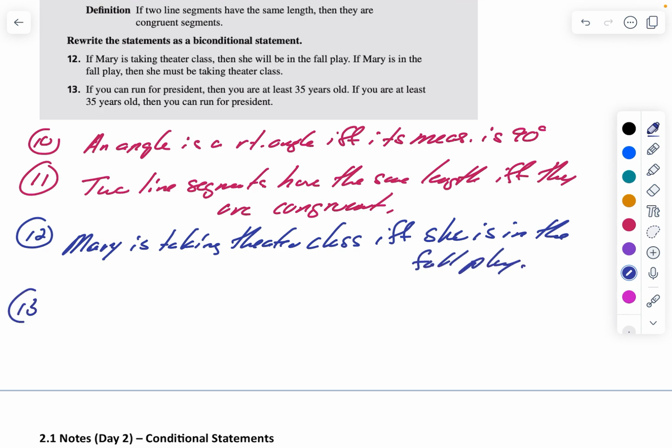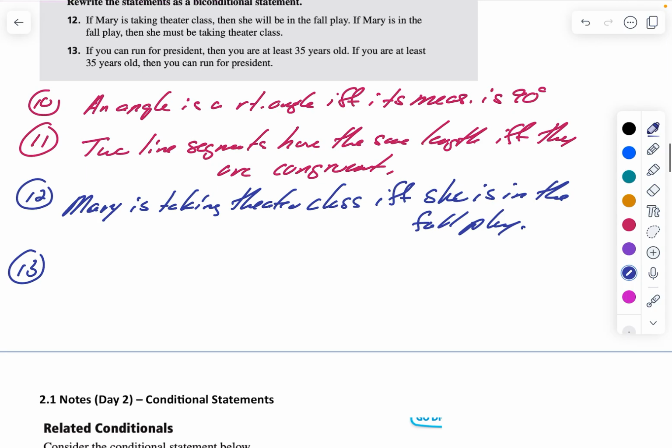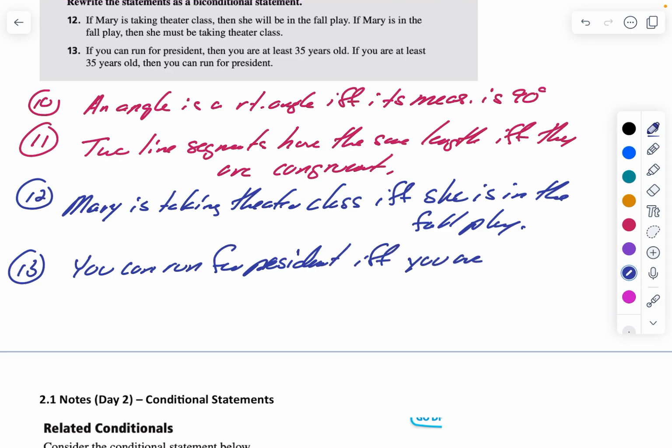And finally, 13, if you can run for president, then you're at least 35 years old. And if you're at least 35 years old, then you can run for president. And so we would say you can run for president if and only if you are at least 35 years old. All right, so like I said, you might be using your keyboard more today. It's a lot of words instead of writing, and that gives you the foundation for conditional statements.